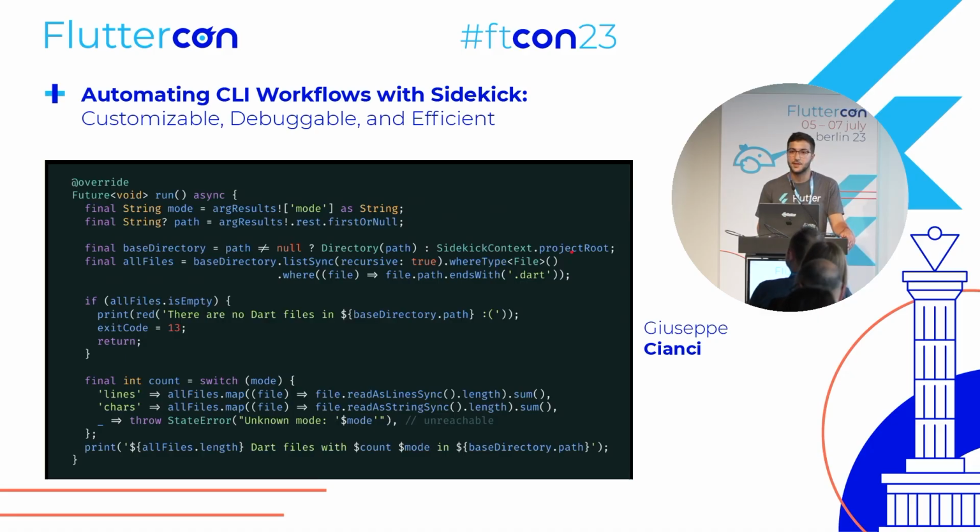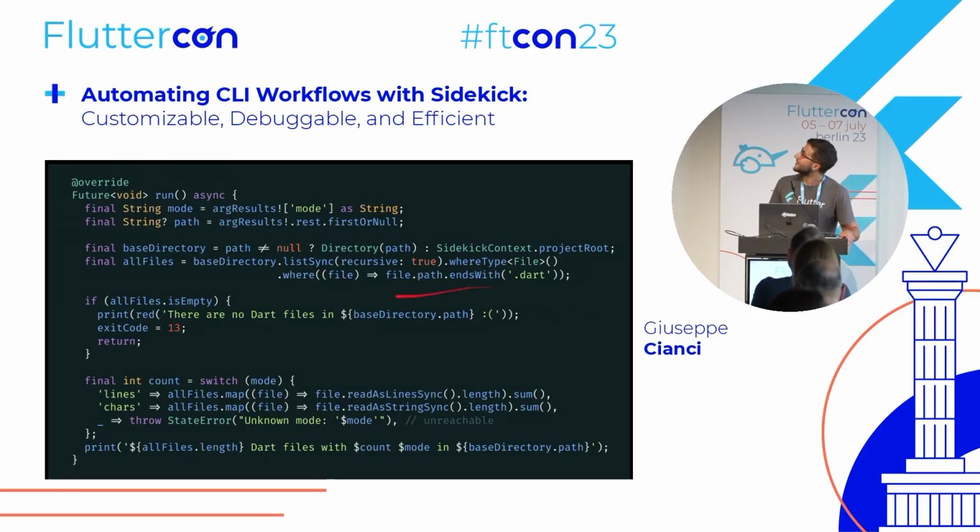For this, I can use SidekickContext, which the Sidekick core package offers. This is the location in which the entry point file is placed, so the SD file you call to execute your CLI, which in our case is just at the root of the repository. Great. Now I can recursively get all files, and I want only files ending in .dart.